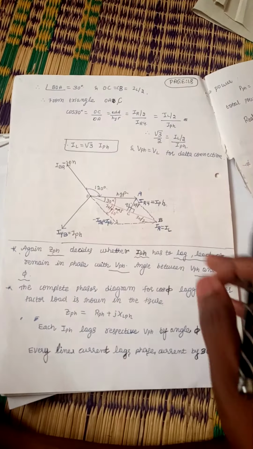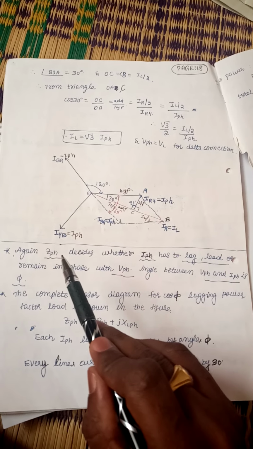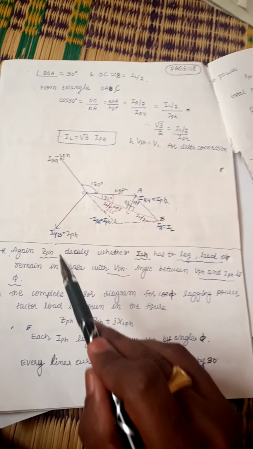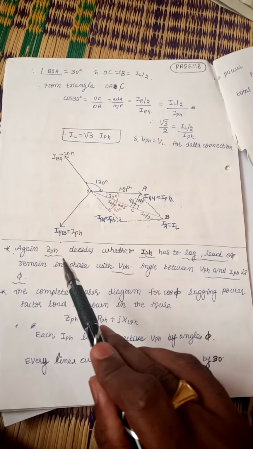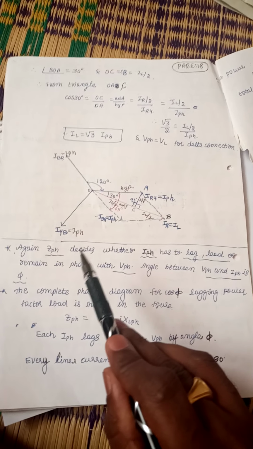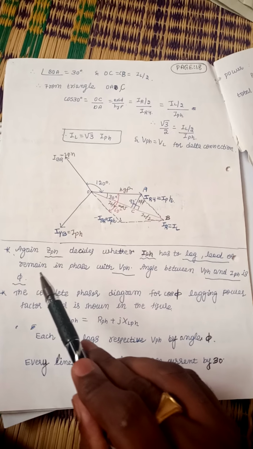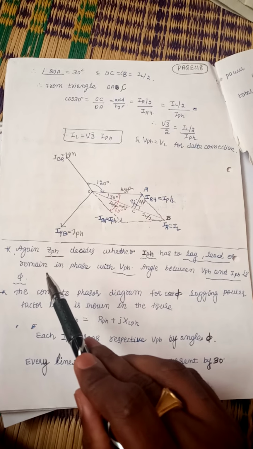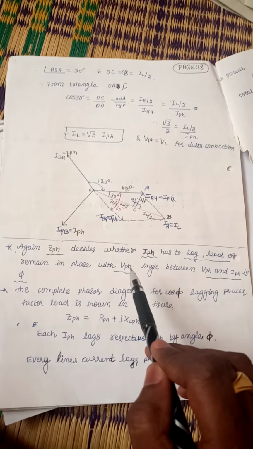ZPH defines an impedance. It decides whether the current lags the voltage or the current leads the voltage. If it is an inductive circuit, current lags voltage by an angle of phi. If it is a capacitive circuit, the current leads the voltage by an angle of phi, right? If it is a resistive circuit, both current and voltage, that is IPH and VPH, are in phase.